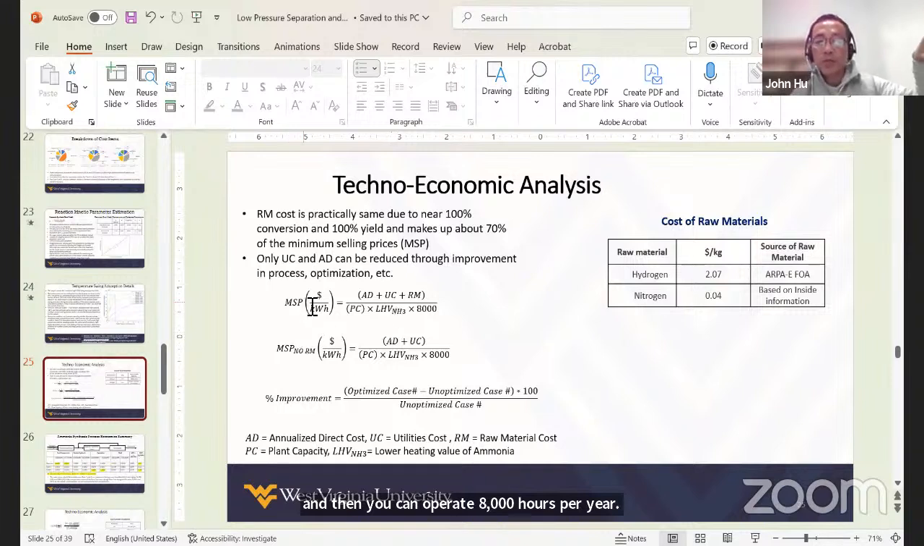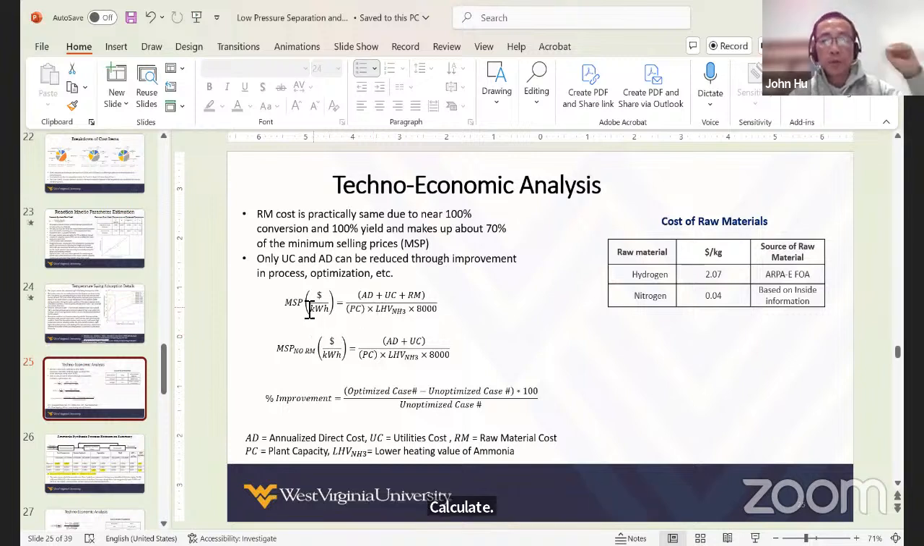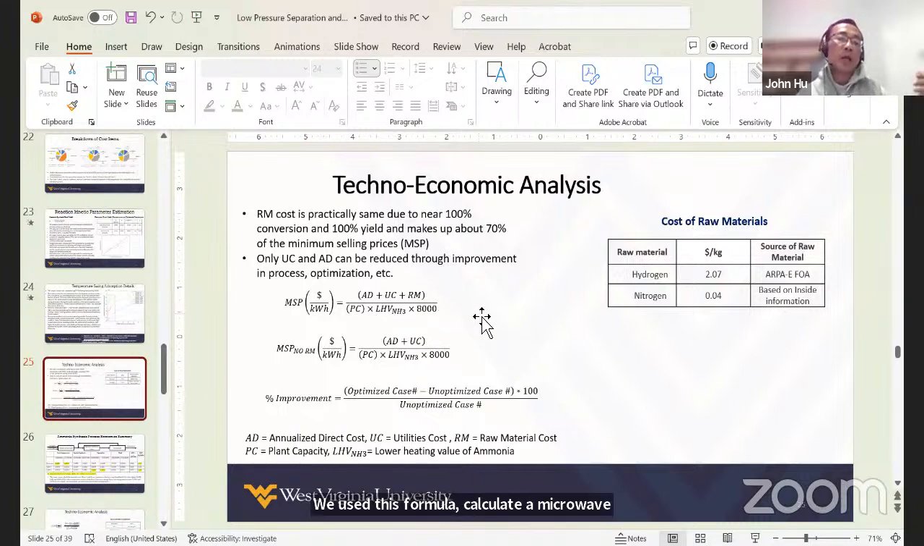We calculate the Haber-Bosch plant using this formula, and we calculate the microwave plant using this formula. By using this formula, the size of the plant difference diminishes. You follow me? That means I already give credit to the Haber-Bosch plant. I already consider the size difference of the microwave plant, but let's calculate on the same basis and compare. So MSP brings the Haber-Bosch and the new technology onto the same basis. I think that's your question, all right?